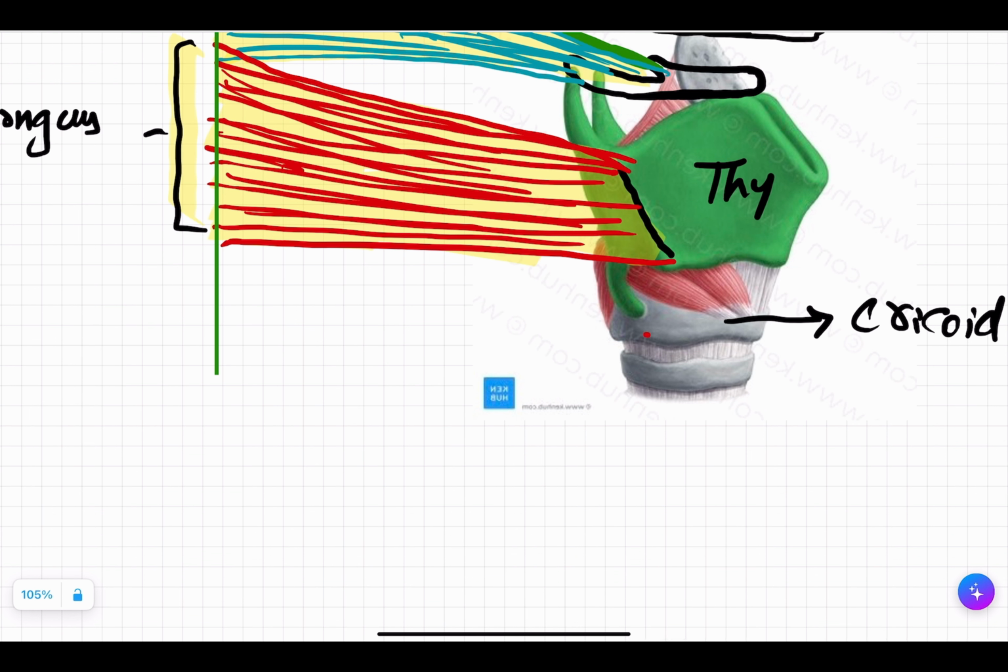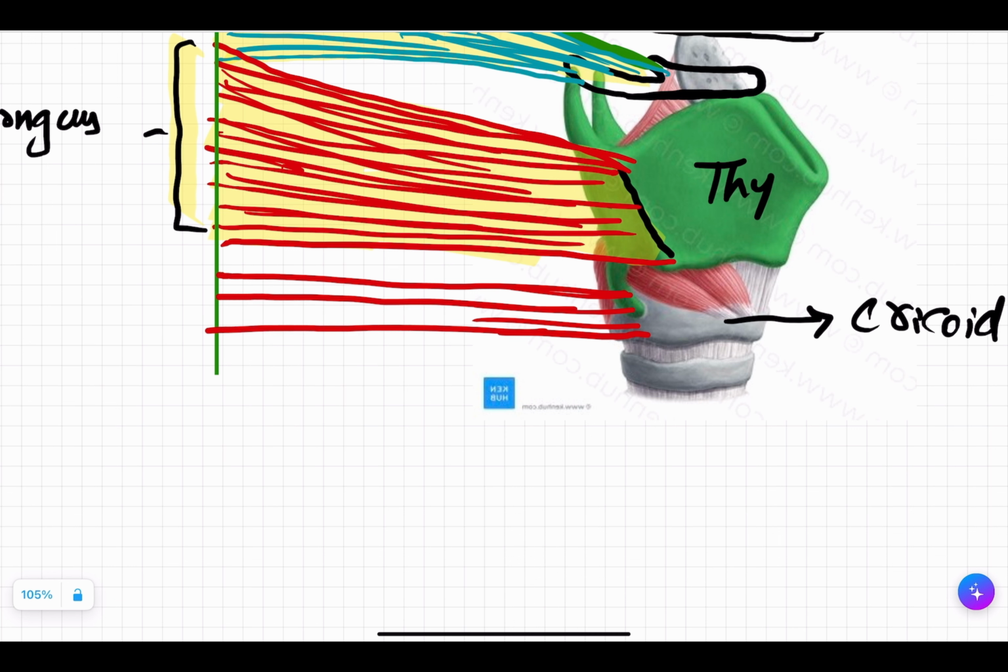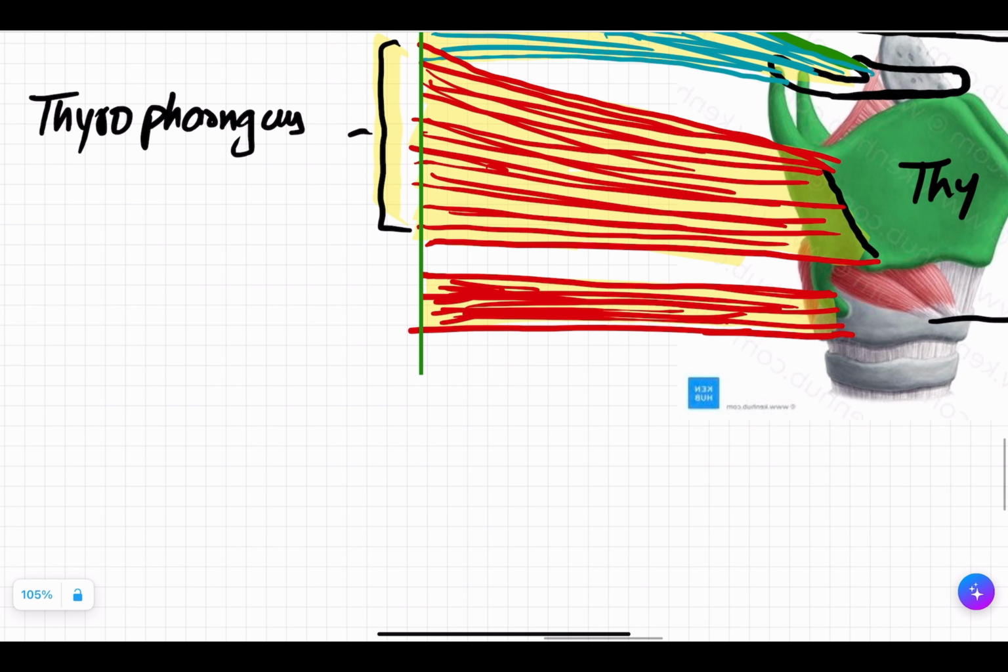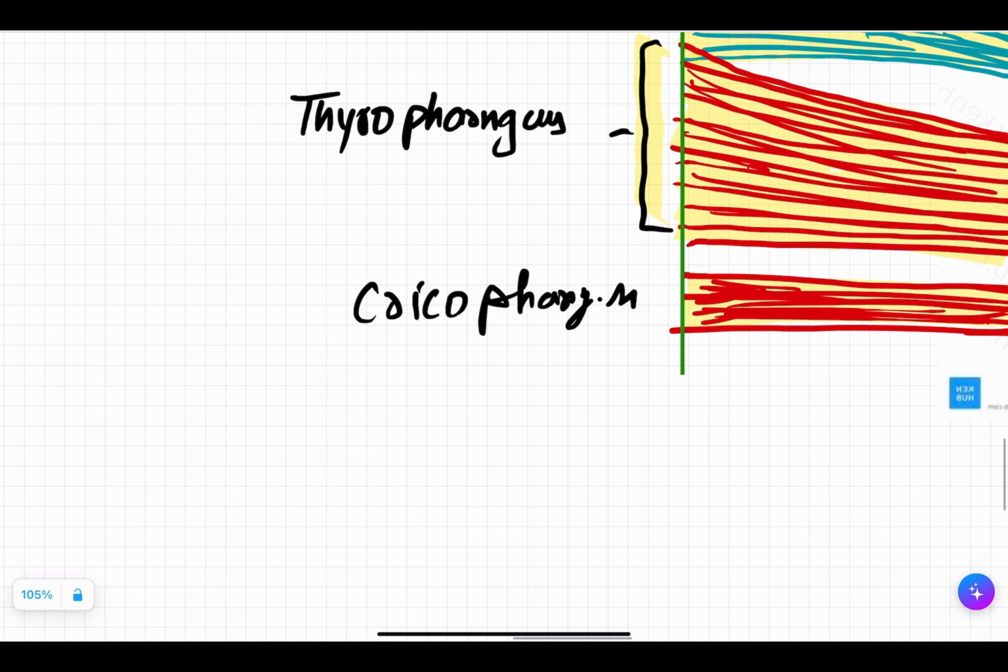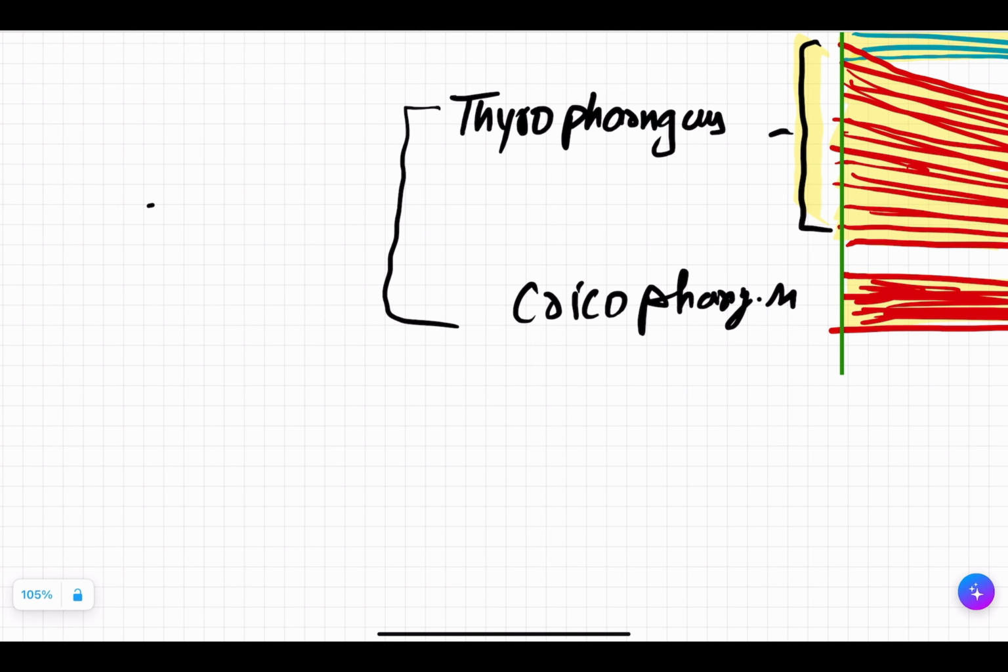The muscles will originate, and there is a common insertion of all the constrictors. That is your median raphe. See, they are going posteriorly, inserting onto the median raphe. This is known as cricopharyngeus. This is your cricopharyngeus muscle. And thyropharyngeus and cricopharyngeus are collectively known as what? They are known as, yes, inferior constrictor.